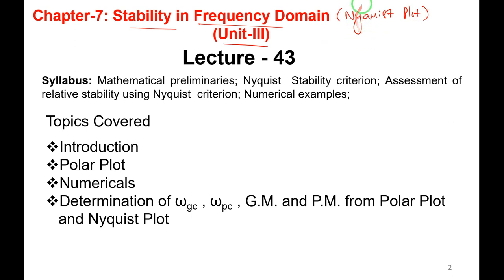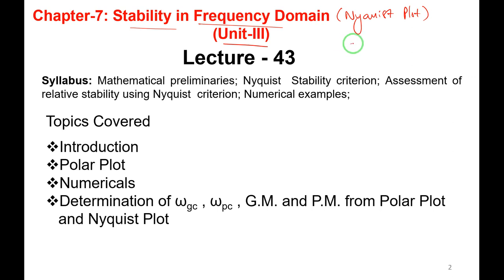In order to analyze the stability of the system, we can analyze it in the time domain as well as the frequency domain. In the time domain, there were two methods we have seen. One is the Routh criterion and another one was the root locus technique, right? Routh criterion was the mathematical method, whereas the root locus technique was the graphical method, right?